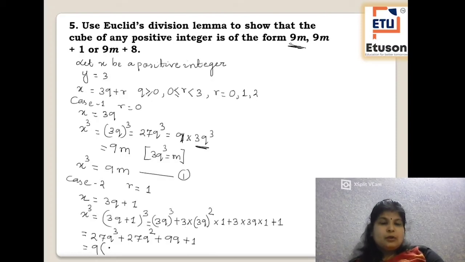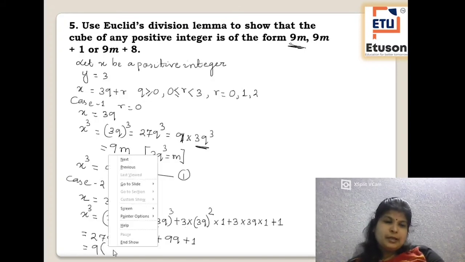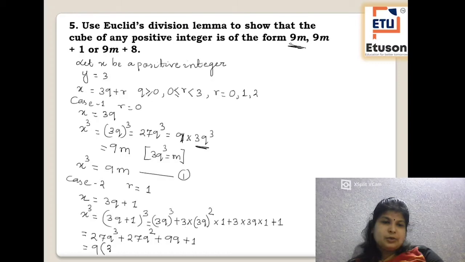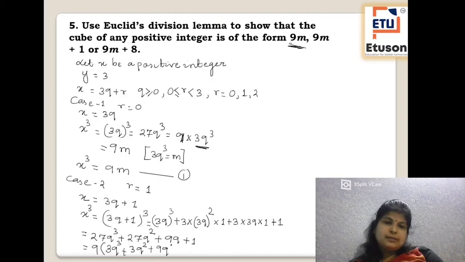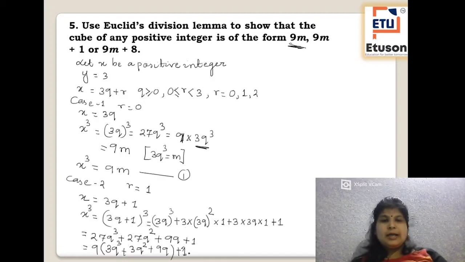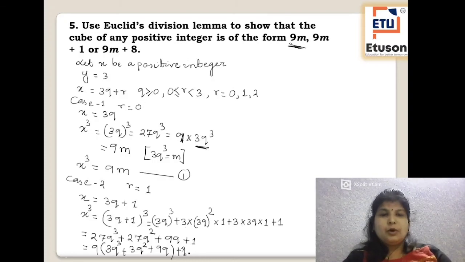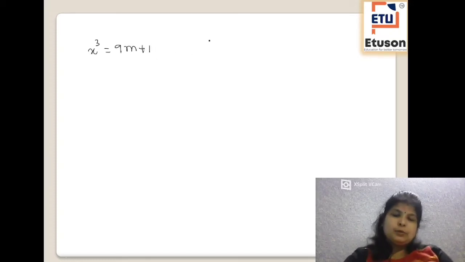So what will be there within the bracket? You have taken 9 outside, so you will be having 3q cube plus 3q square plus q, plus 1. Now what can we do? Whatever is in the bracket, we will write it in terms of m. So what you are getting finally is x cube is equal to 9m plus 1.